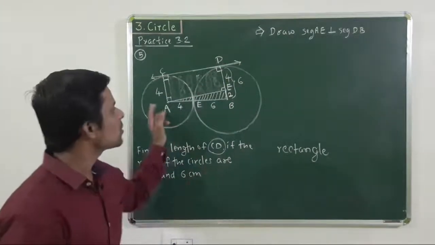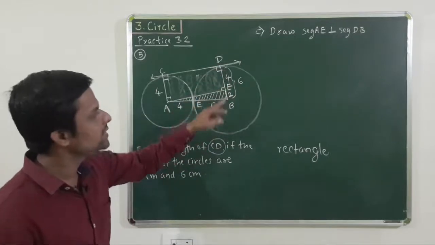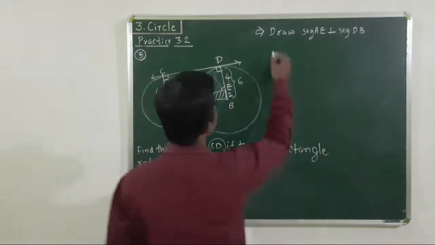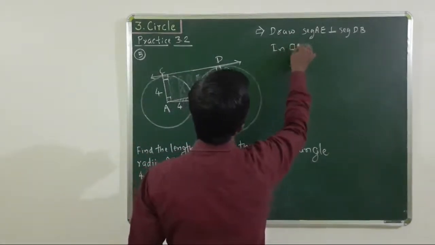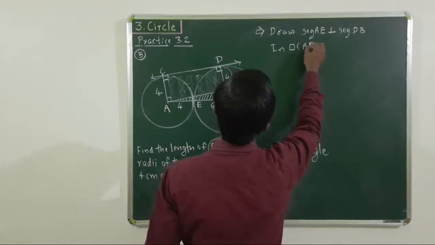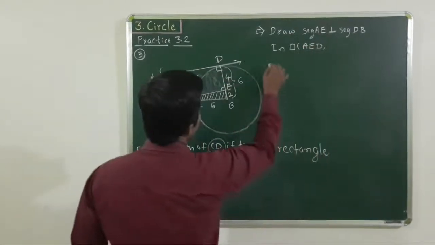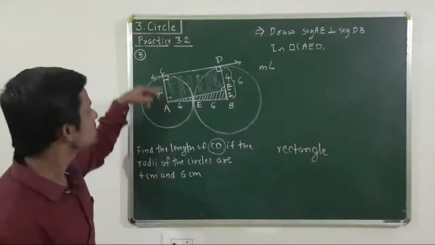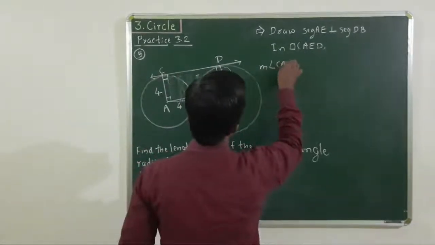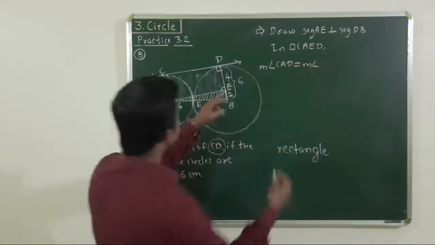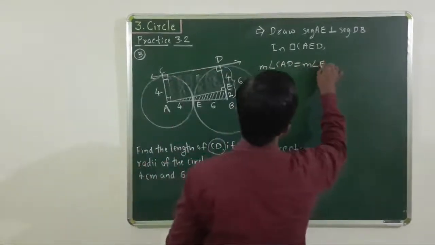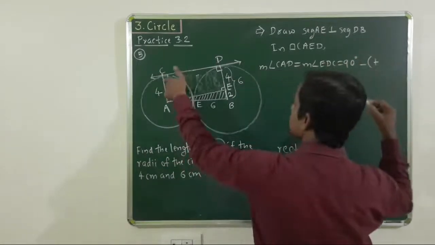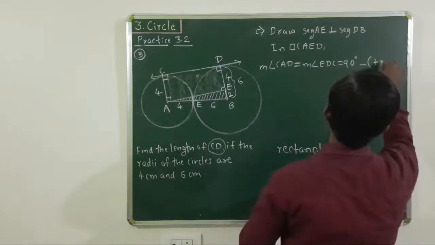Now the construction is: draw AE perpendicular to radius DB. Now in quadrilateral CAED, the measure of angle CAD is equal to the measure of angle EDC, which is equal to 90 degrees. Reason: tangent theorem. These two are 90 degrees. Reason: tangent theorem.